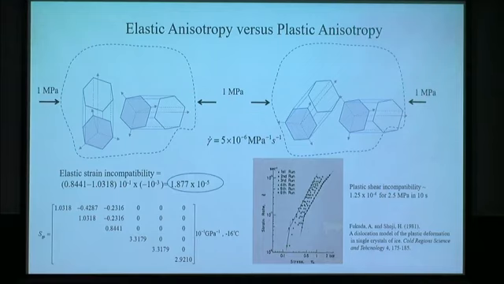So we assume something like 2.5 megapascal, and so you have something like 10 to the minus 5 times 10 seconds. In 10 seconds, you will get a plastic strain incompatibility of the order of one order higher than the elastic strain. So this is the plastic strain incompatibility versus the elastic strain incompatibility.